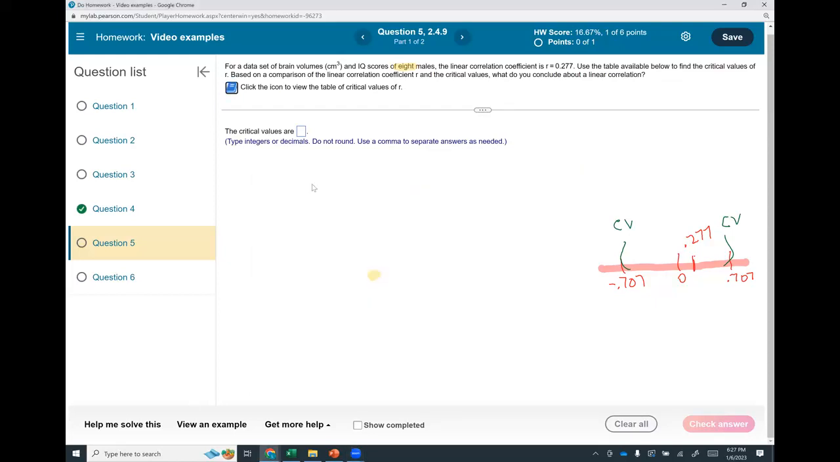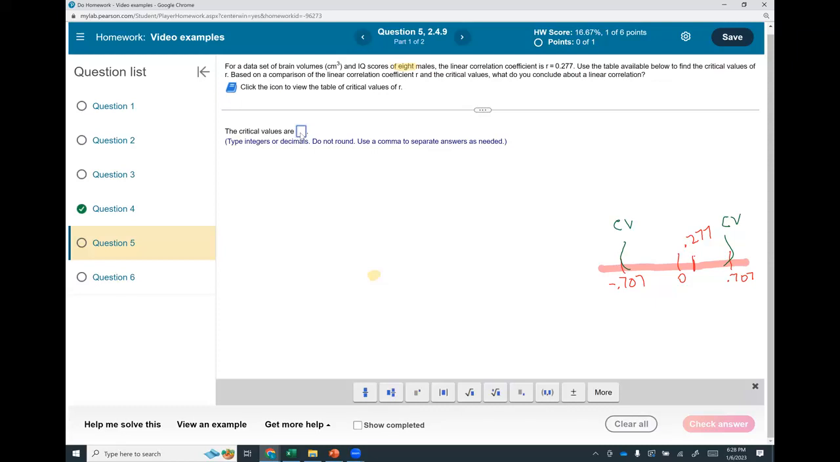We say that first we put in the critical value. So we put in either 0.707, you could just put in 707, it doesn't matter. You can put in plus here, and then you can put a comma and minus, or you can use this little plus minus, which means I want the positive and the negative of that value. Either way, whatever you like best.